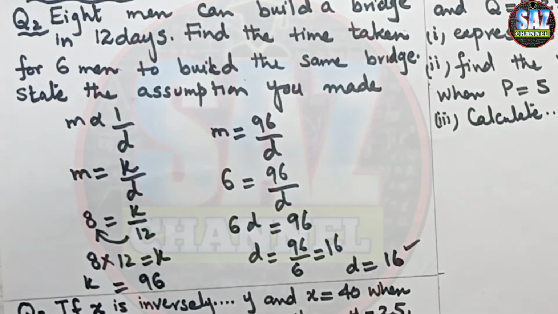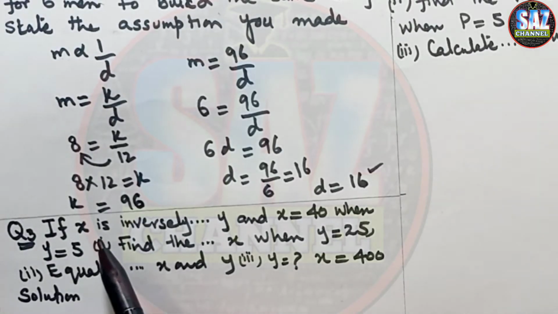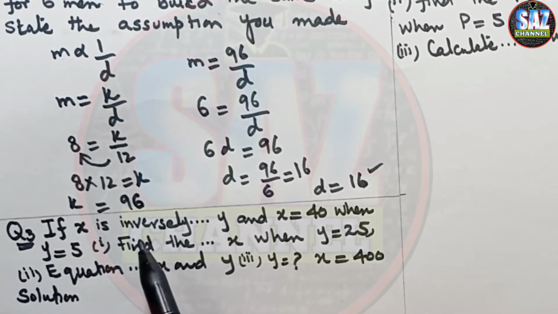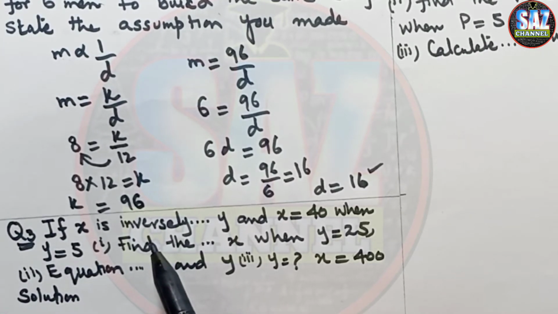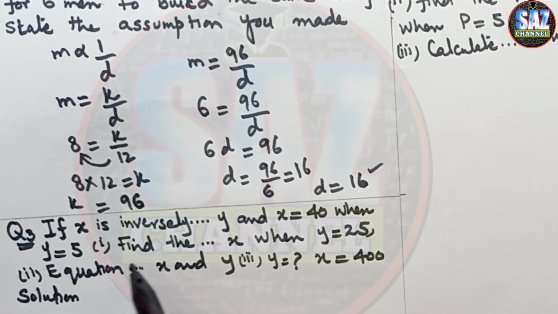Let's move to the next question. The next question says that if x is inversely proportional to y and x equals 40 when y equals 5, find the value of x when y equals 25. The second part is the equation connecting x and y. And the third part says the value of y when x equals 400.